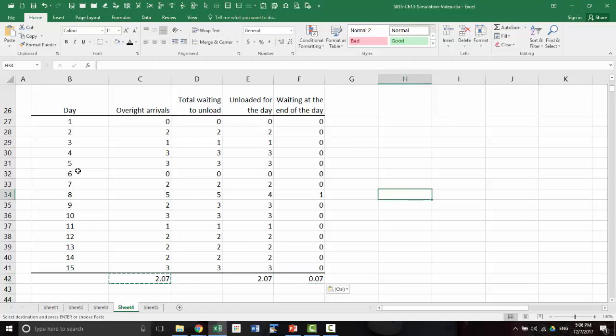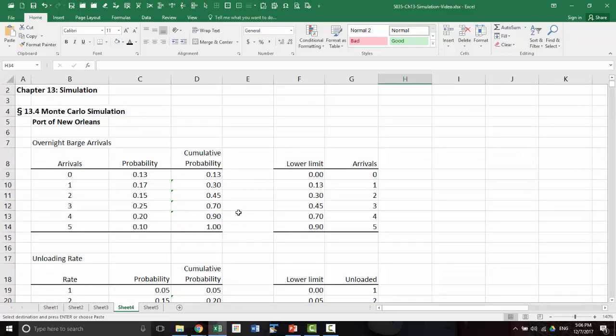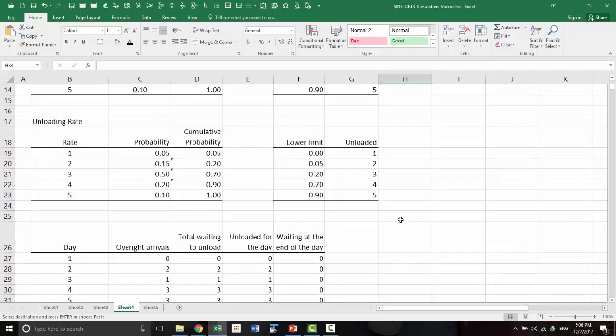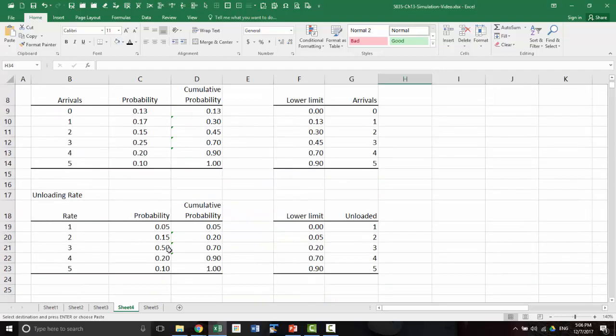Okay. Now this is a model for one 15-day operation, and in Monte Carlo simulation, what we want to do is to replicate this again and again and again for a number of replications. So you want to replicate these 15-day operations, say 100 times, 500 times, or 1,000 times, and then collect statistics. Okay, which is what we will do next.